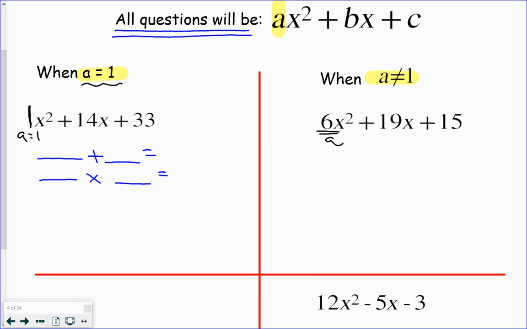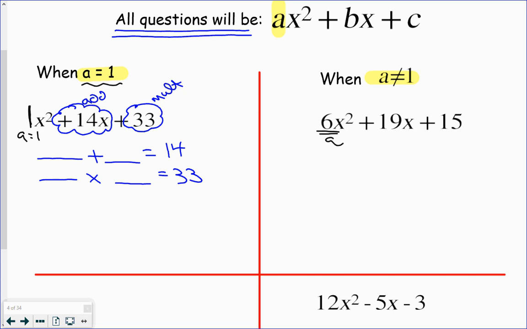So you're looking for 2 numbers that add and 2 numbers that times. The number that adds is always the middle number. And the number that multiplies is always the end number. So add to get 14, multiply to get 33.